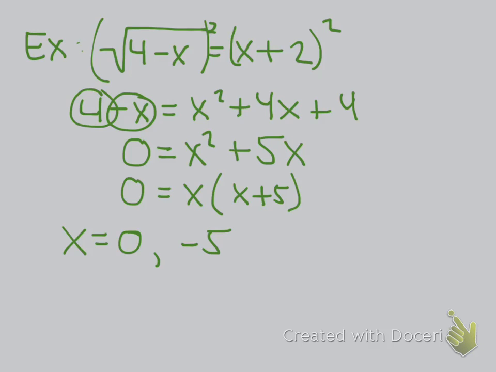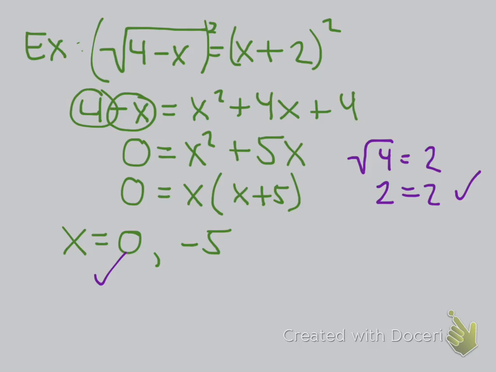And we do need to check both of those in the original equation. So let's check 0 in the original equation. I'm going to change colors here. If we check 0, on the left-hand side we will have square root of 4. And on the right-hand side we will have 2. And clearly square root of 4 is 2. That checks out, so 0 checks out.